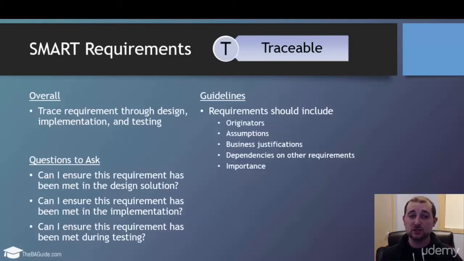Is there business justification for this particular requirement? Is there a dependency on another requirement? Maybe this is a requirement for a report and it's dependent on this actually being built inside of the system. And then importance, just the priority and having an understanding of that.